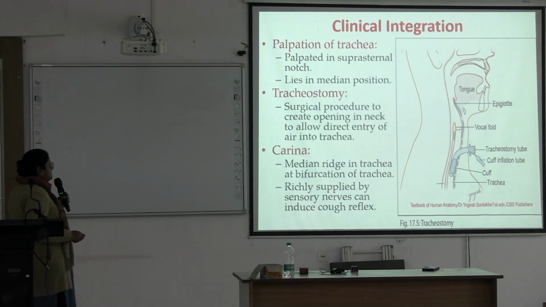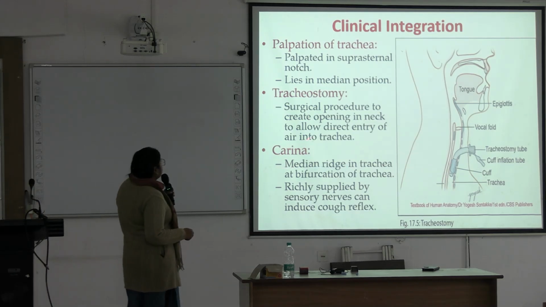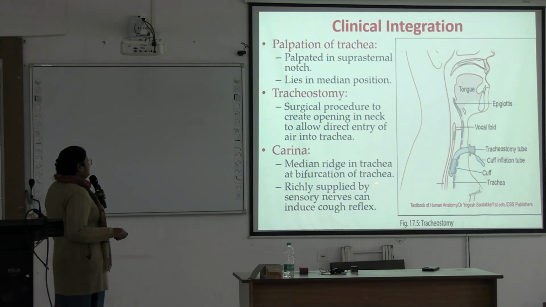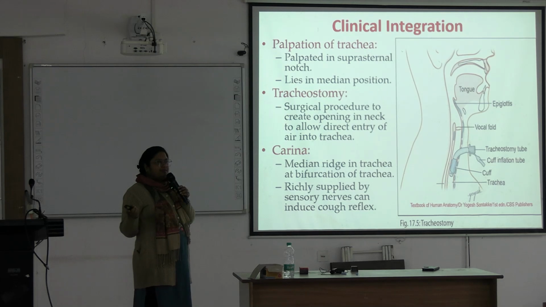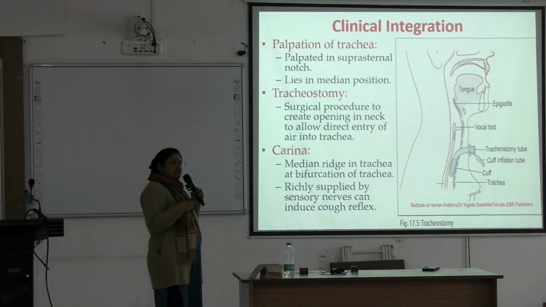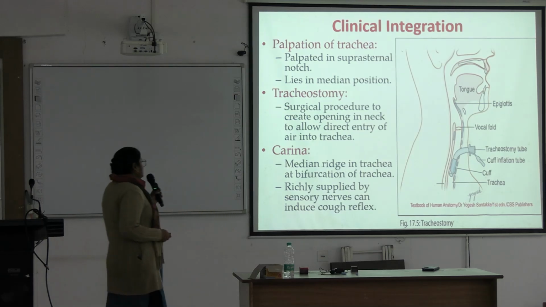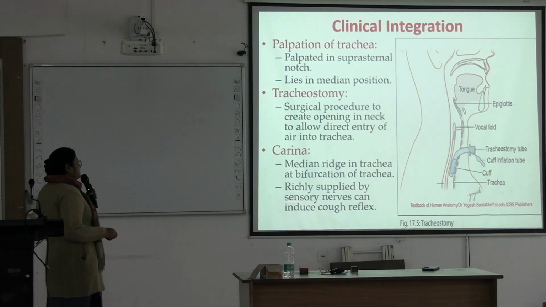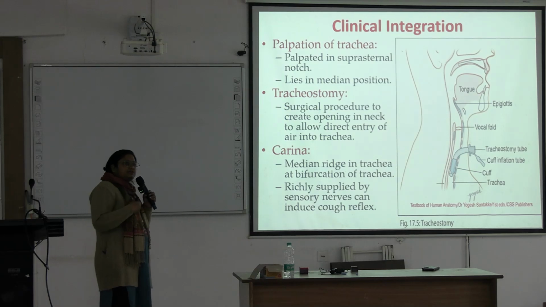Next, there is carina. What is carina? This term is important, asked in your viva. So, the median ridge in the trachea at the bifurcation of trachea is known as carina. This is important during your bronchoscopy. Okay, after the carina, you have to enter the bronchoscopy tube into one of the principal bronchi. Then you have to reach up to the pathological location. And it is richly supplied by sensory nerves and can induce cough reflex. That's why you have to prevent touching the carina during the bronchoscopy.